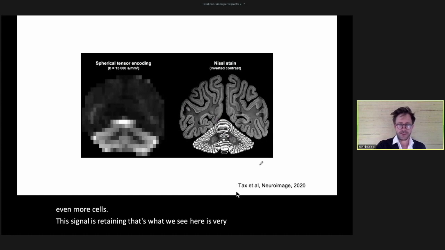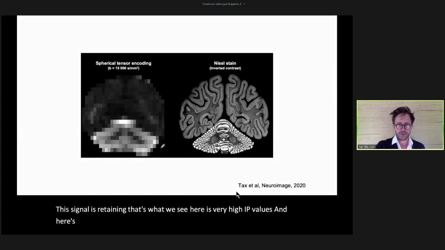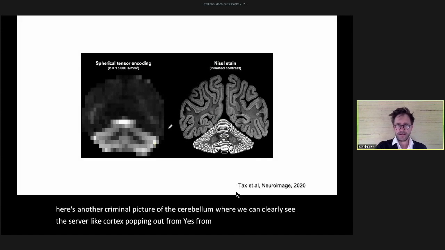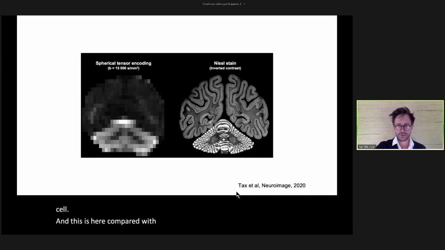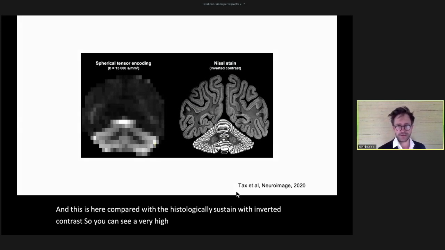And here's another coronal picture of the cerebellum where we can clearly see the cerebellar cortex popping out from the morphology of those cells. This is compared with a histological Nissl stain with inverted contrast. So you can see a very high cell density in the same regions of the cerebellar cortex.